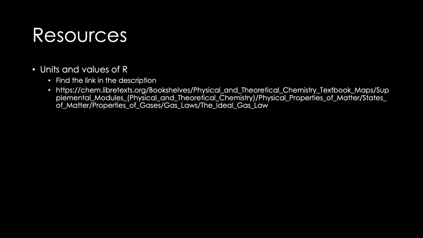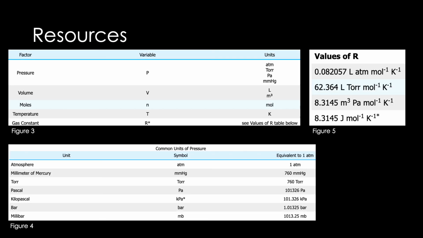Here are some good resources for all things related to the ideal gas law and the 4 individual gas laws. The link is provided in the description box below. It has various different units that you can use and values of the gas constant depending on what units you're given. Here's a picture of what is given in the link. You can see all the potential units for pressure and volume, as well as their conversions. Also on the top right are the values of the gas constant for various units.